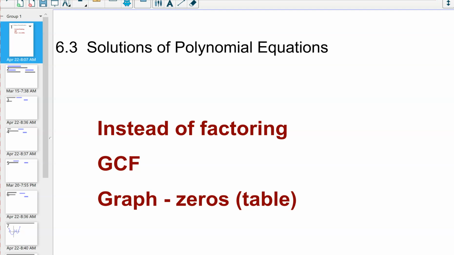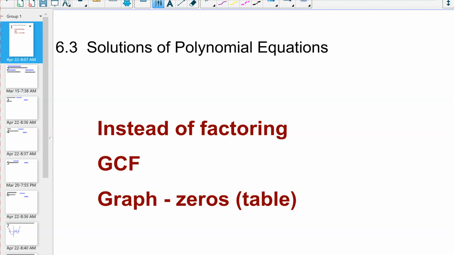This is section 6.3, and we are finding solutions of polynomial equations. We're not going to do a lot of factoring in this section. We're going to do it a little bit different, so really follow the directions on the homework so that you're doing it correctly to get credit for your homework.